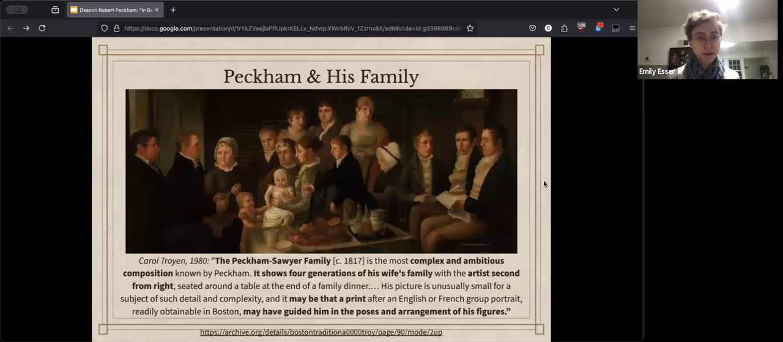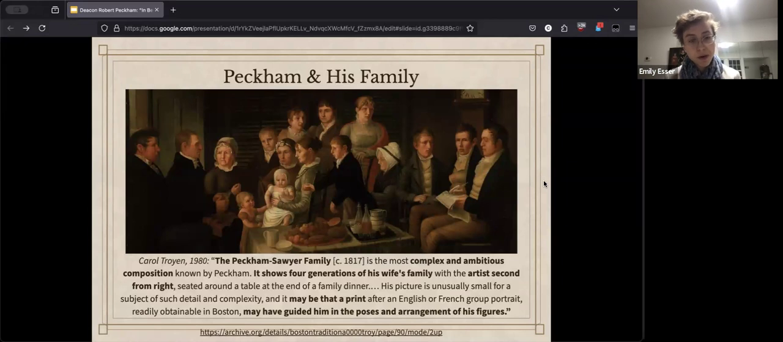So here is the Peckham Sawyer family. It's a group portrait from 1817. It's at the MFA Boston. I saw it in their back rooms. However, I'd love for them to put it on display. Feel free to write them a letter saying they should. If you don't want to, that's fine too. Here he is on the right, his brother-in-law, Joseph Sawyer, his wife, Ruth, in the middle, their children.